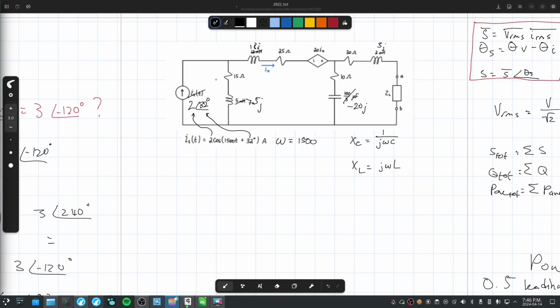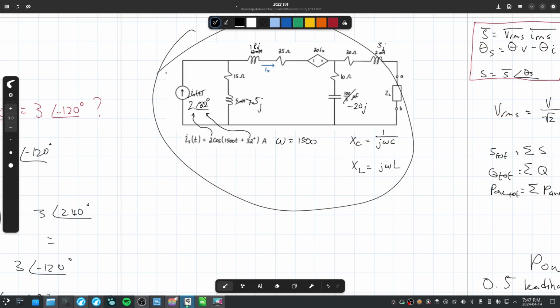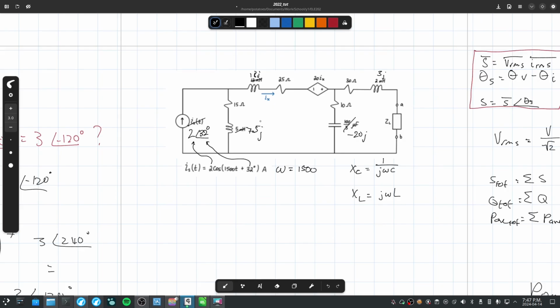Point is, if you have differing omegas, you have to use superposition. However, we only have one source here, so we don't need to worry about that. And automatically, if it's given everything in phasor domain, it's going to be the same frequency. No, this is 18, sorry. This is 18. This is 7.5.